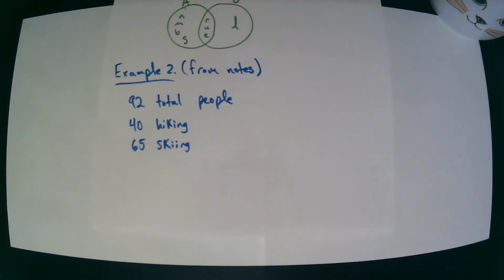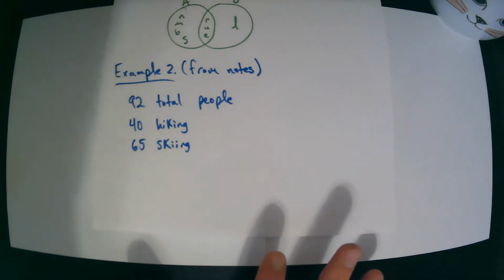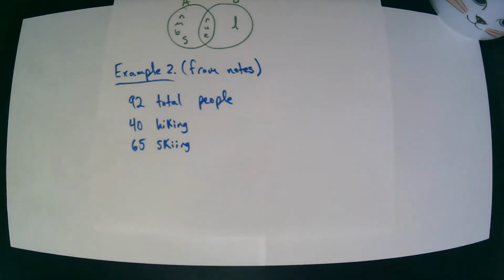Okay, so suppose 92 people went on a trip to Colorado. Of those 92 people, 40 went hiking and 65 went skiing. How many must have done both activities, assuming everyone did at least one activity, so no one sat out and did nothing? Okay, and then I rephrase the question in a more technical sense.